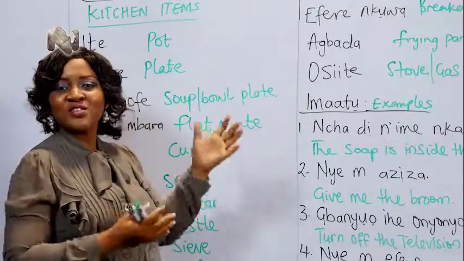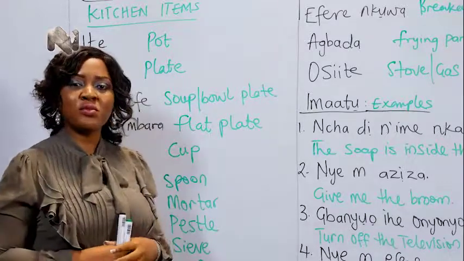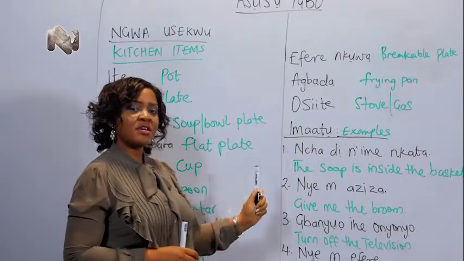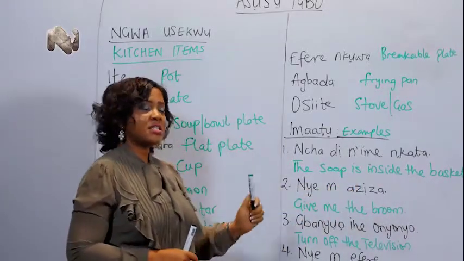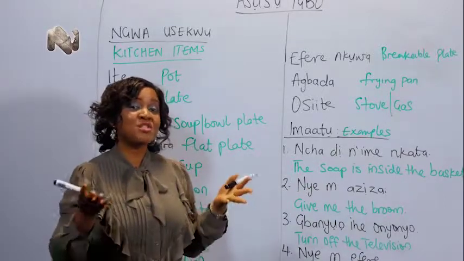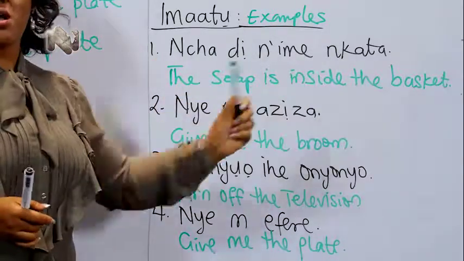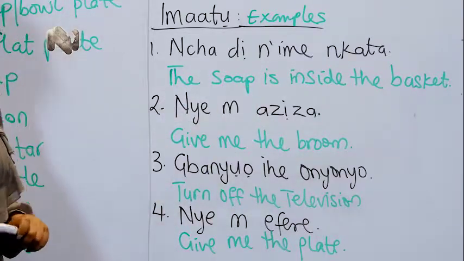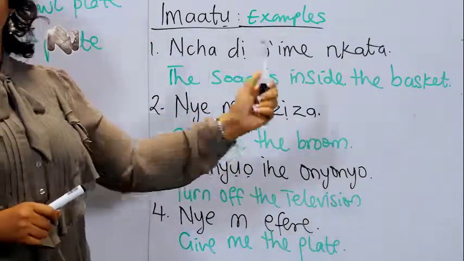Having looked at the household items and kitchen items, I would like us to look at the examples on the board. The first one I have here is ncha di n'ime nkata. When we were talking about household items, I told you that ncha means soap, nkata, basket. So ncha di n'ime nkata simply means the soap is inside the basket. Let's look at it again. Ncha di n'ime nkata. The soap is inside the basket.